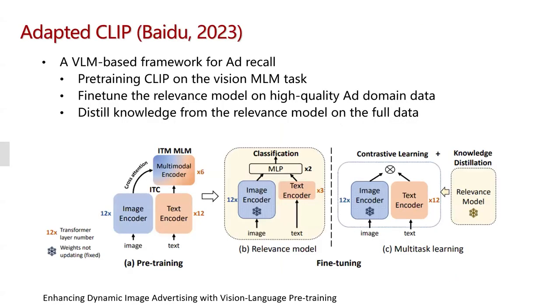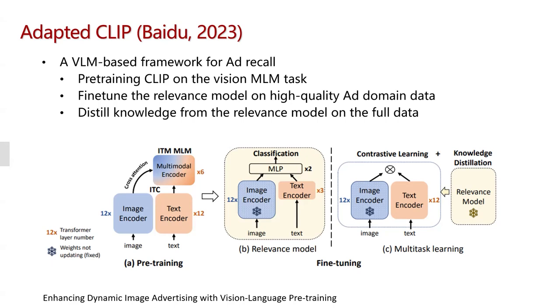So a very representative method I would like to introduce is a method based on the adaptive CLIP proposed by Baidu. So this method is actually a VLM-based framework for recall, right? This method is very interesting because they first pre-train the CLIP model on some vision MLM task on their corpus, so that the general model can be adapted to the domain-specific scenarios. For example, there are some domain relevance computation tasks, right? And then they fine-tune the relevance model on high quality ad domain data.